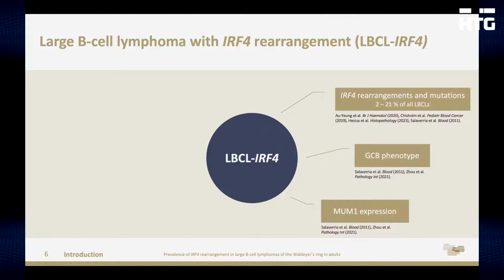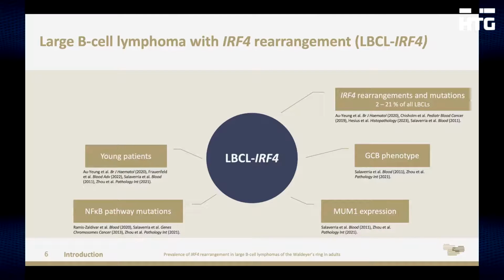In many of the LBCL IRF4 cases, mutations in genes of the NF-κB pathway can be detected, for example, MYD88, CD79B, and CARD11, as Leonie already mentioned. Several studies have shown an accumulation of LBCL IRF4 cases in children and young adults, which shared an excellent prognosis. Finally, it has been shown that LBCL IRF4 most commonly occurs in Waldeyer's ring, as well as in the GI tract. However, the frequency and the features of LBCL IRF4 are not well known for adult patients.